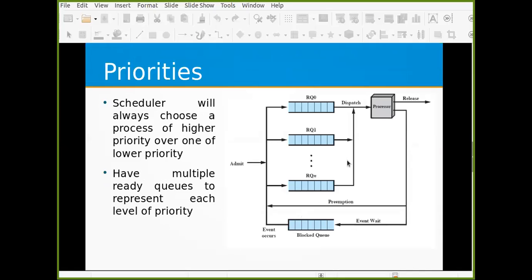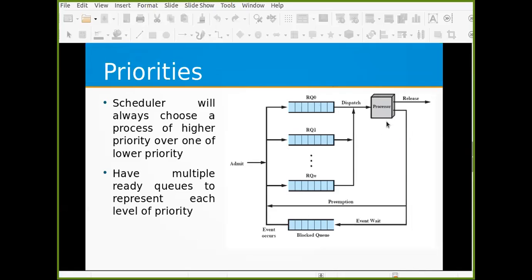Whatever ready queue you have, you can have multiple ready queues instead of one ready queue, and each ready queue has those processes which are of the same priority. Let's say this is ready queue 0, which has the highest priority processes, then ready queue 1 which has less priority than this, then you have ready queue n which has less priority than this. So this is how you can manage all processes with different priorities in the ready queue.